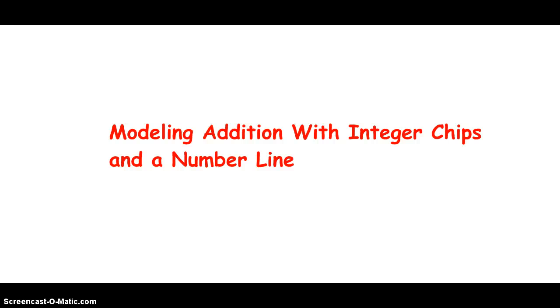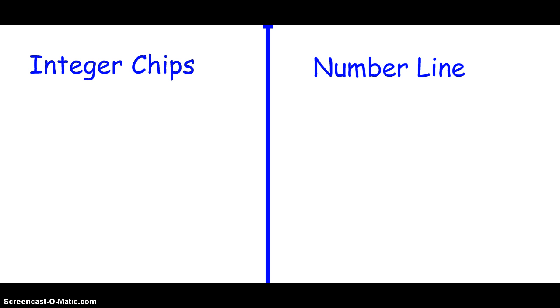Alright guys, for this podcast we're going to be looking at how to model addition of integers with integer chips and a number line. Looking at how to model that two different ways. First of all, remember that an integer is a positive or negative whole number, so we're going to be adding a mixture of those. While we're taking notes here, just some quick basics.